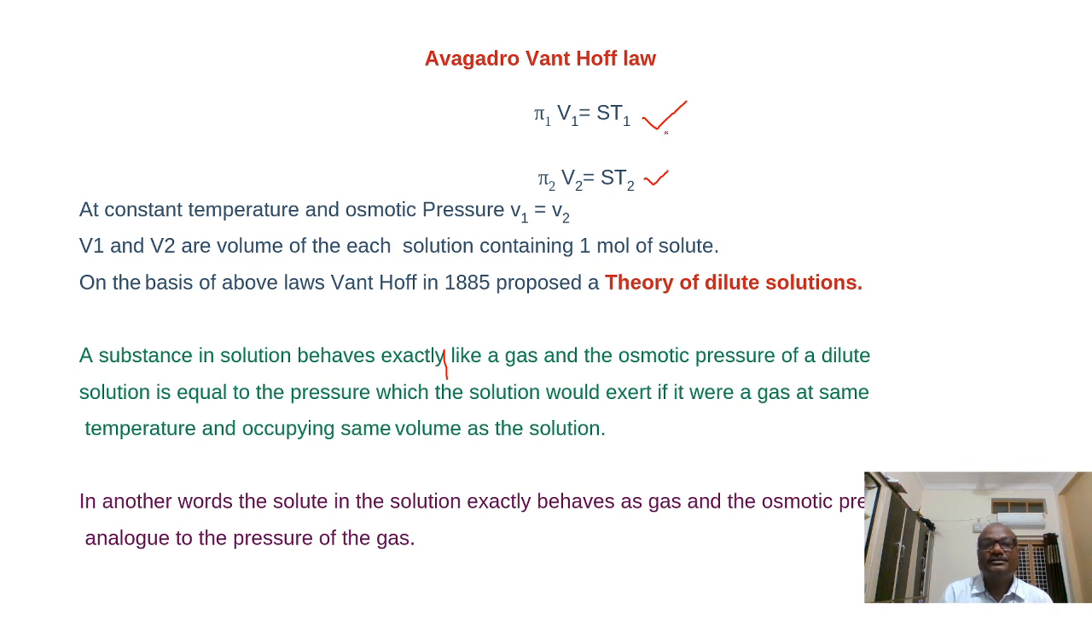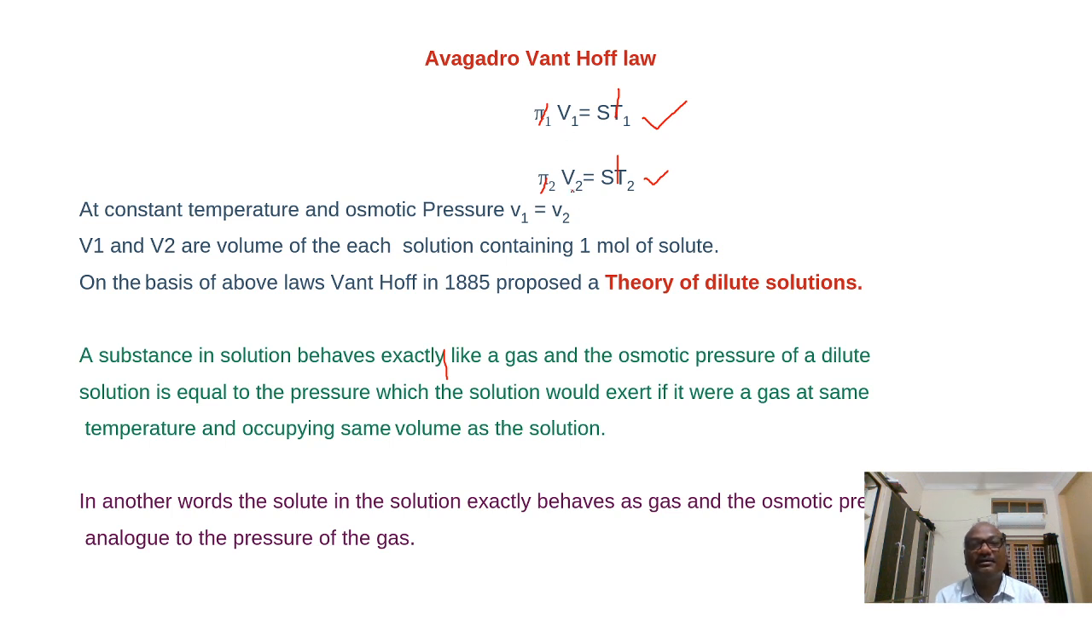So two different solutions. We are applying this Van't Hoff equation of osmotic pressure to both of these solutions. You remember, the number of moles of solute is 1 in both of these. So now we are fixing this: at constant temperature and osmotic pressure. That means if pi 1 is equal to pi 2 and T1 is equal to T2, we know R is a constant, so automatically V1 becomes equal to V2.